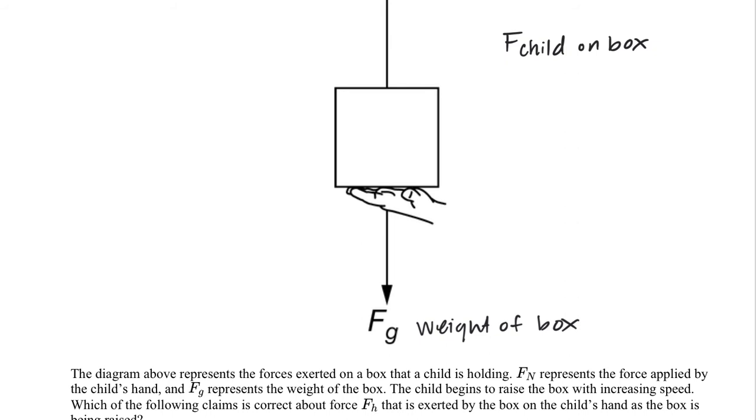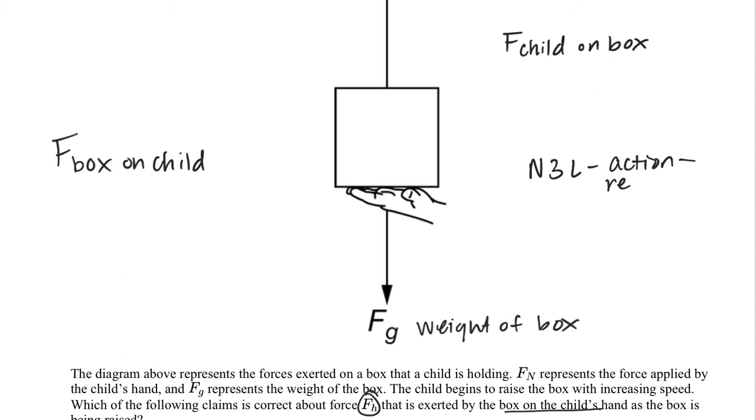What is correct about force F of h that is exerted by the box on the child's hand? The question is asking us, what is the force of the box on the child? If you remember Newton's third law, it states action-reaction pairs. Whatever action denotes an equal and opposite reaction. So the force of the child on the box should be equal to the force of the box on the child.